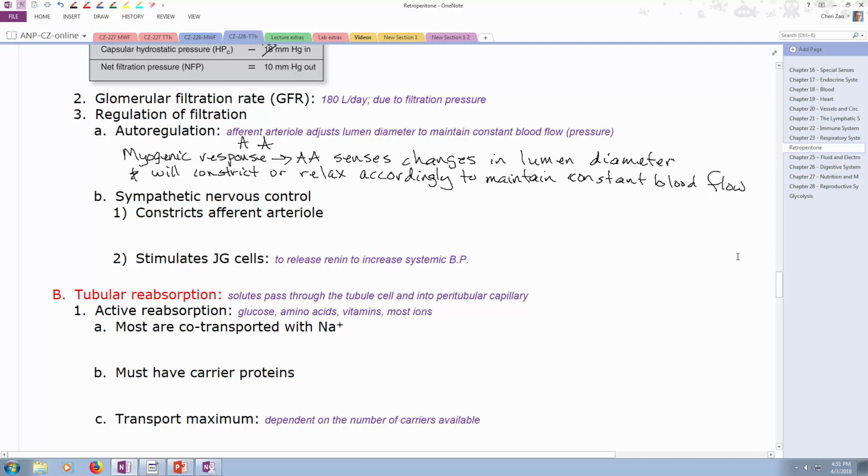That's one way we can regulate the amount of filtrate that we do: autoregulation, myogenic response. The other way we can regulate the amount of filtration formed is via our sympathetic nervous system. Remember, our sympathetic nervous system is what controls blood vessel diameter. When you send out more impulses, that causes vasoconstriction. When you send out less impulses, that causes less vasoconstriction. And so we will constrict our afferent arteriole with sympathetic stimulation.